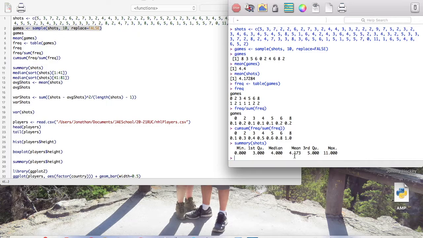So the median for any data set is the middle value. In this case, there are 81 values in that shots vector, so we pick the middle value, which in this case is, if we were to order all of the shots, the 41st value.